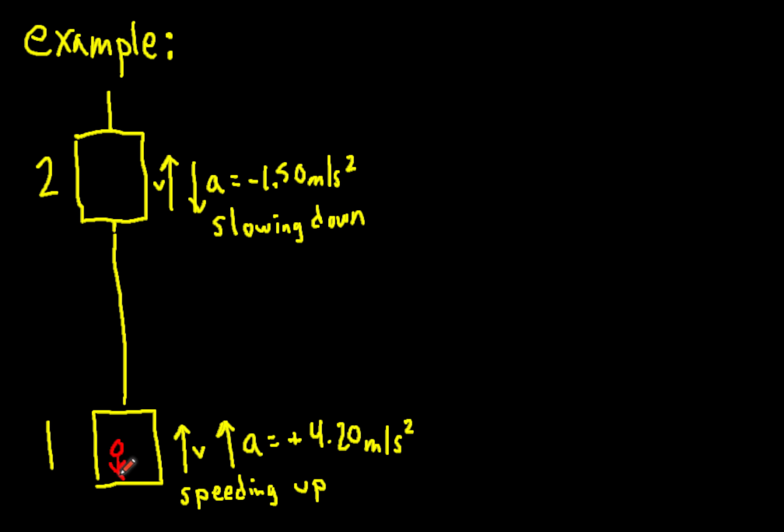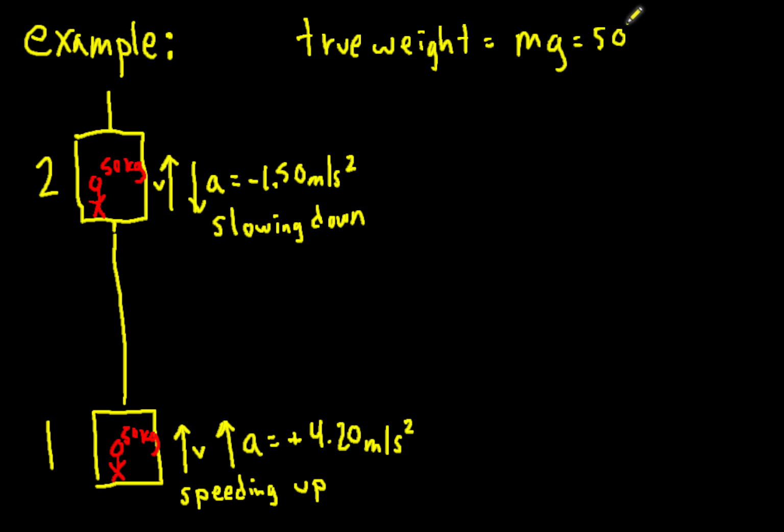Let's put a person in our elevator. They're about 50 kilograms. Now, the true weight of the person will never change no matter where the elevator is. This is mass times the acceleration due to gravity, which is 50 times negative 9.81, which is negative 490.5 newtons. This is the person's force of gravity.